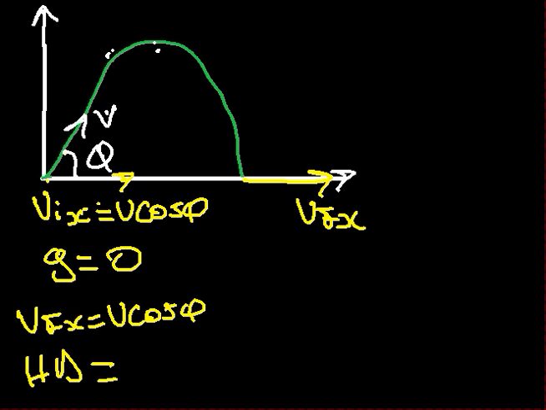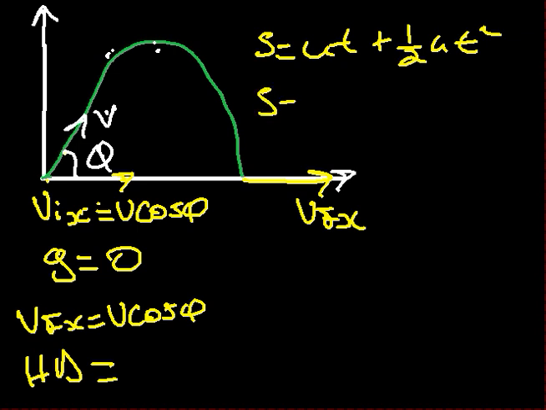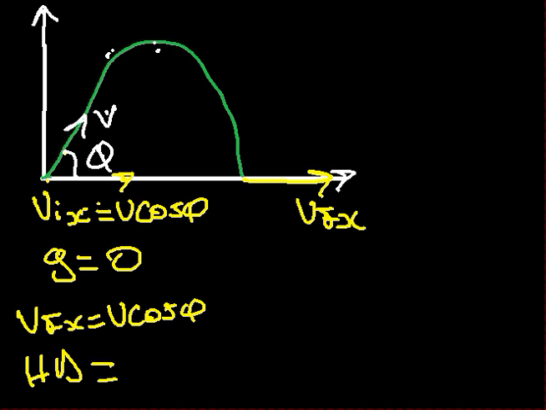So from the formula for displacement, we know that the displacement is given as ut plus half at squared. Of course, from the perspective of free fall motion, we'll have s equals ut minus half gt squared. Now, since the object has 0 acceleration along the x-axis, the whole of this term will be 0. So we'll have the displacement equal to ut. So the horizontal distance, which is the displacement, is given as vix times t total, which is the time for the whole journey.